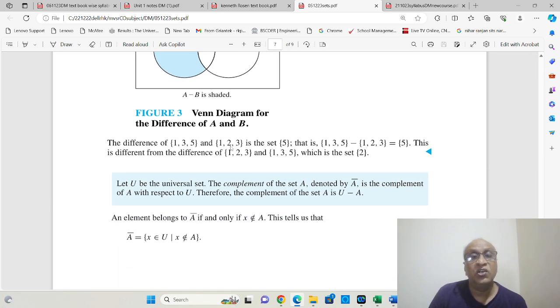Say {1, 3, 5} and {1, 2, 3} are the two sets. What is the difference? Belongs to A, does not belong to B. So such an element is only one, that is 5. That's why the difference is {5}.